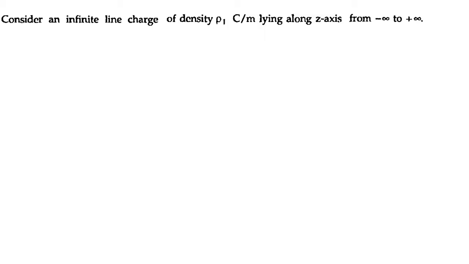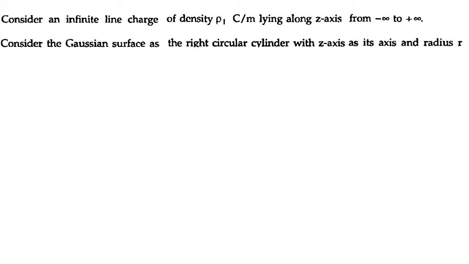So let's consider an infinite line charge of density rho L coulombs per centimeter lying along the z-axis from minus infinity to plus infinity. For this infinite line charge, we will assume a Gaussian surface. Consider a Gaussian surface as a right circular cylinder with the z-axis as its center and radius r. The length of the cylinder is L.